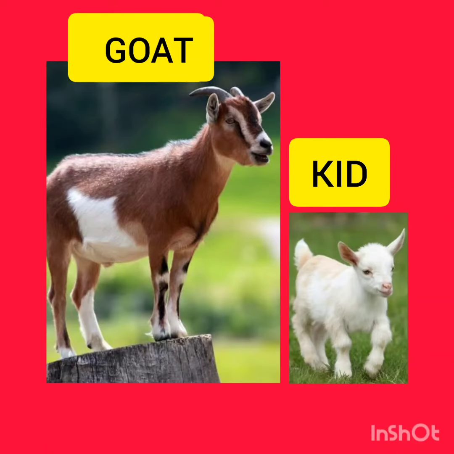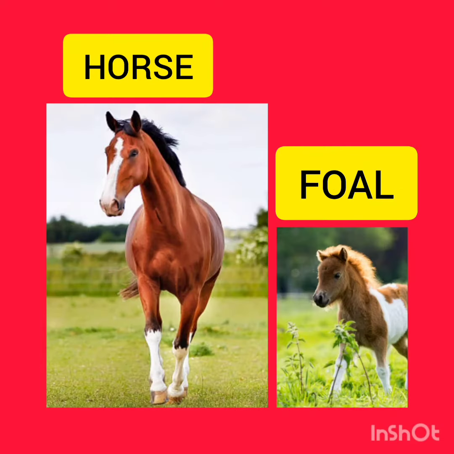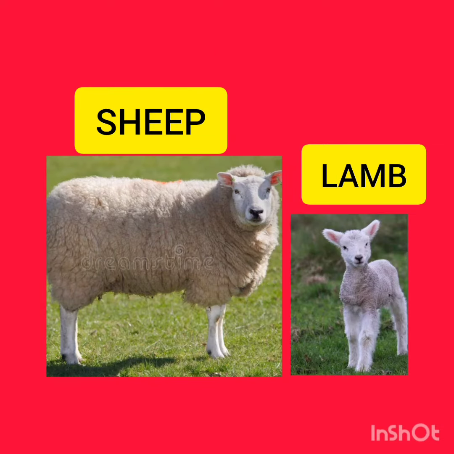Goat, kid. A baby goat is called a kid. Pig, piglet. A baby pig is called a piglet. Horse, foal. A baby horse is called a foal. Sheep, lamb. A baby sheep is called a lamb.